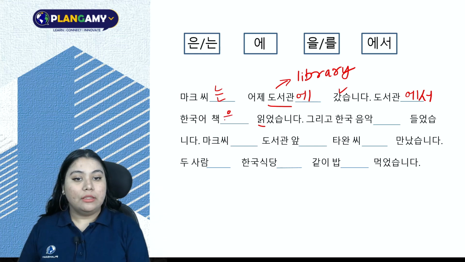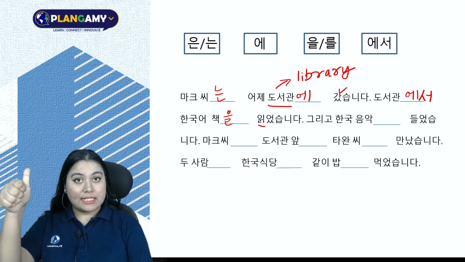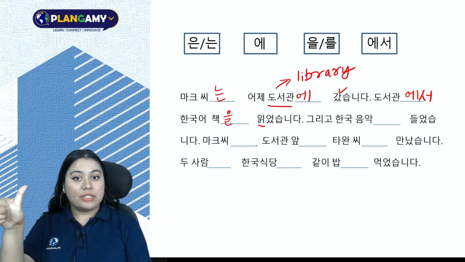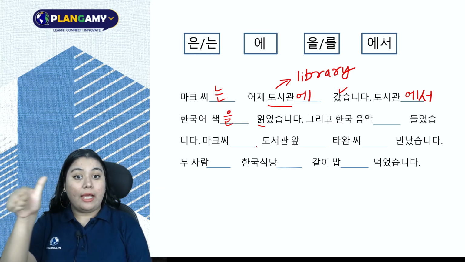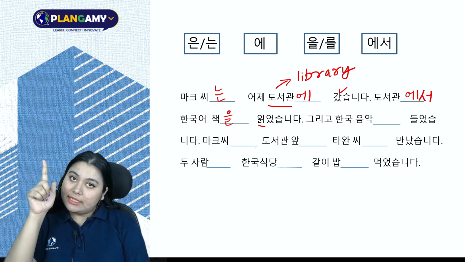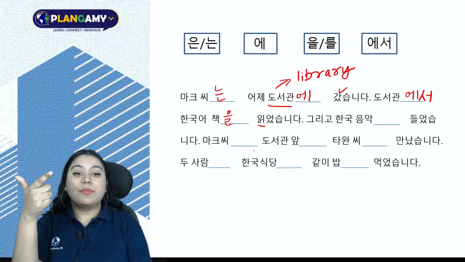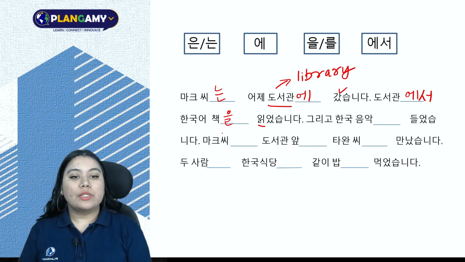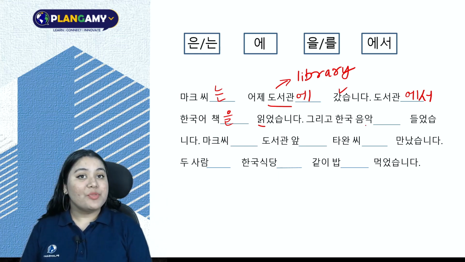한국어 책을. Why? Because Mark is reading it. Mark is my subject or my topic, and this person is reading the 한국어 책. The 한국어 책 becomes my object. 한국어 책을 읽었습니다. 그리고 and 한국 음악 들었습니다. And listen to Korean music. So 한국 음악 becomes my object here. Same reason as this one. 한국어 책을, 한국 음악을 들었습니다.